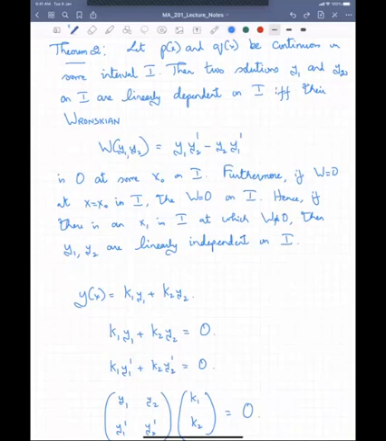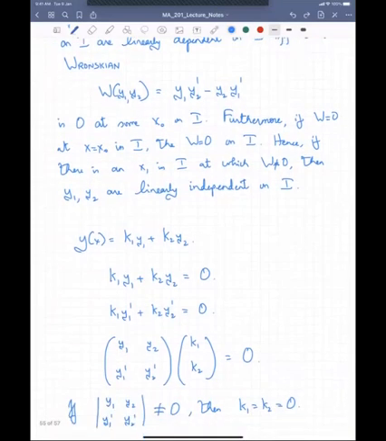Okay. Conversely, I can take the converse of this and say that, look, if W is 0 at one point, it is 0 at all points in the interval. Which means if I can find even one point where the W is non-zero, then I can be guaranteed that the Wronskian is non-zero at all points. And if the Wronskian is non-zero at all points, then the two solutions are linearly independent. Okay, if this looks confusing, we will go in small steps.